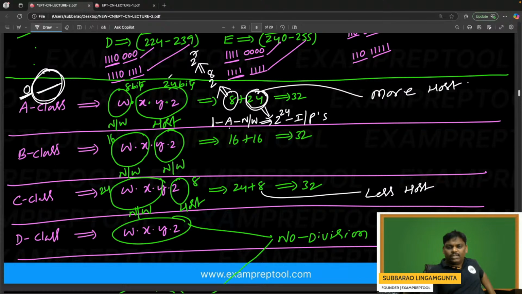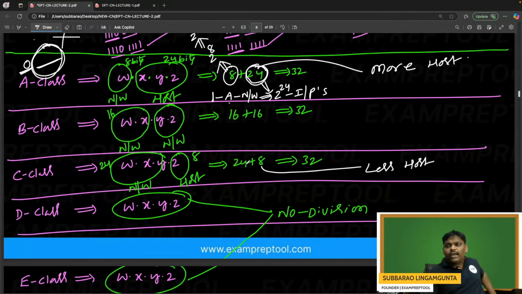So please try to understand: 2 power 7 because 1 bit is fixed, so only 7 bits. If there is a little doubt, within a few minutes I will clarify once again. Try to get as much as possible.